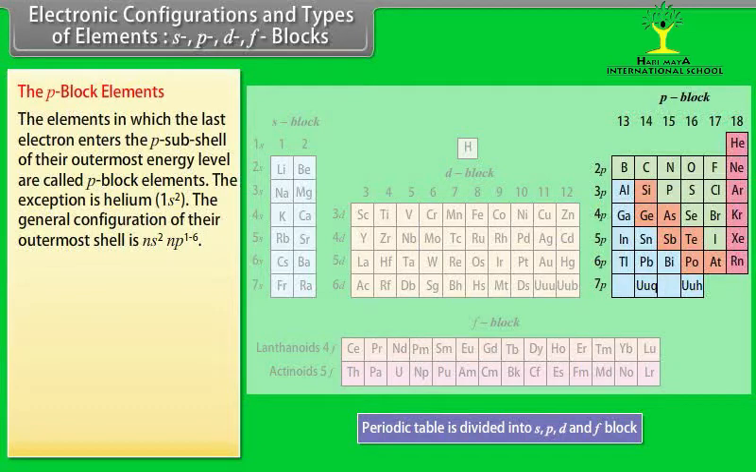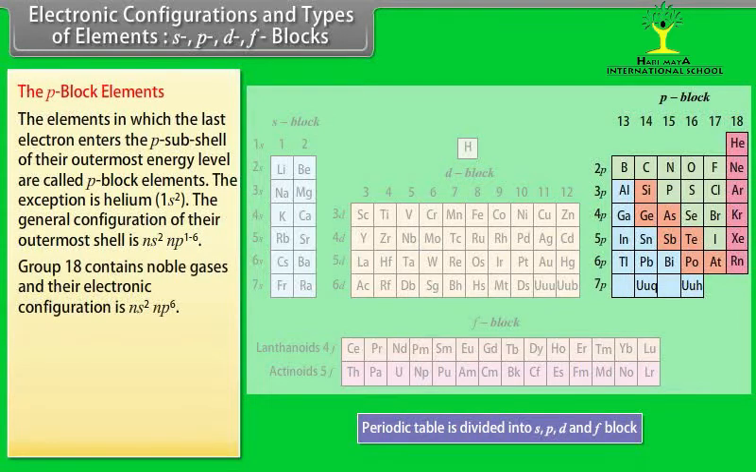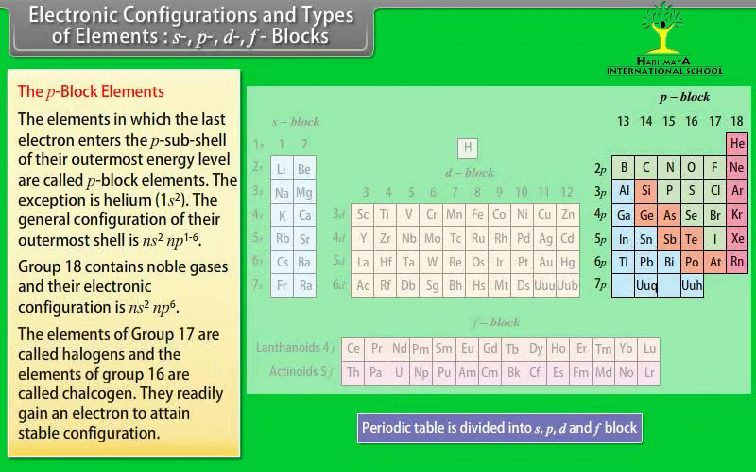The exception is helium. The general configuration of their outermost shell is Group 18 contains noble gases and their electronic configuration is The elements of group 17 are called halogens and the elements of group 16 are called chalcogens. They readily gain an electron to attain stable configuration.